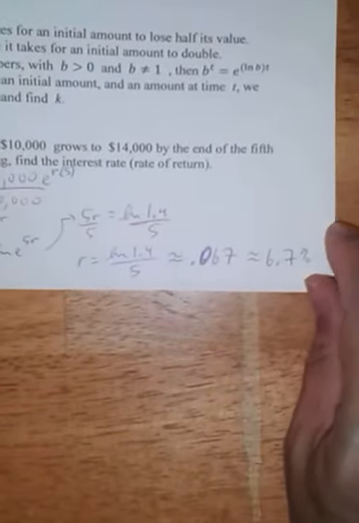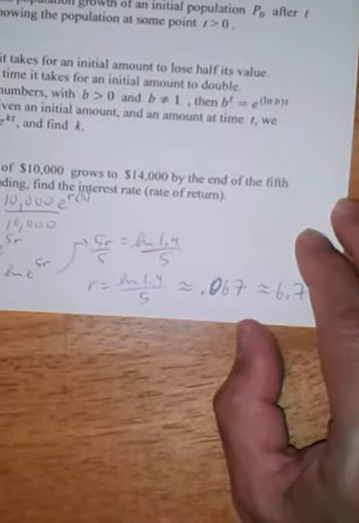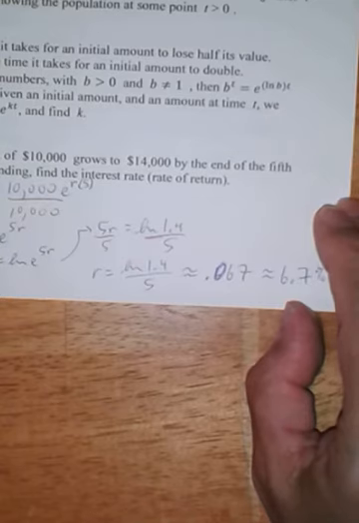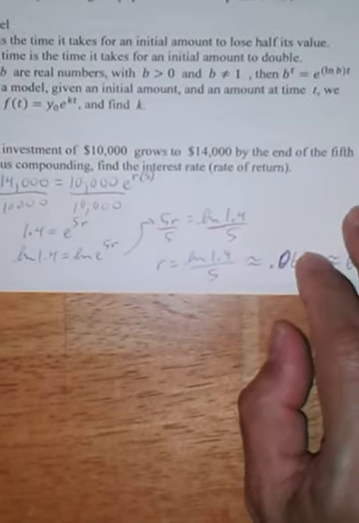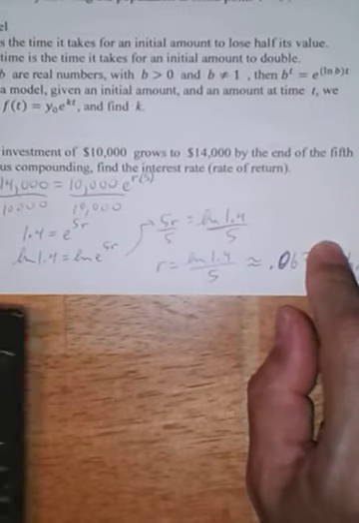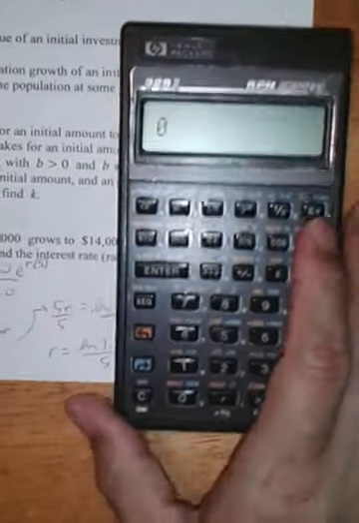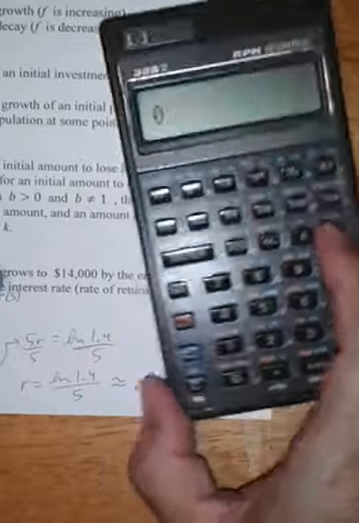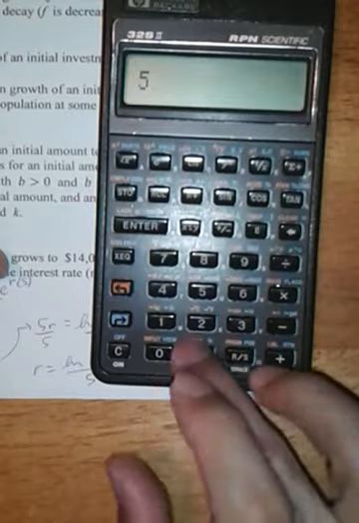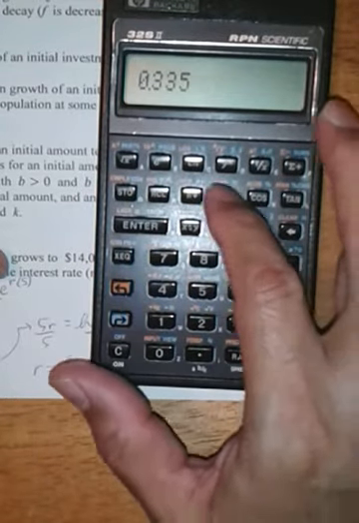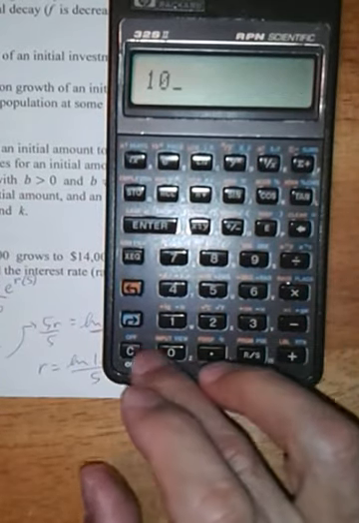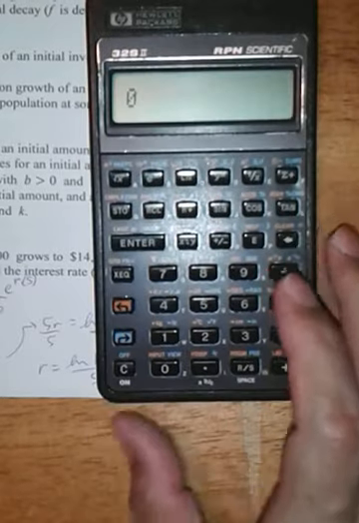All right, and we can test that by using the 0.067 in place of R to see if 10,000 times e to the 5 times 0.067 gives us 14,000. In fact, let's do that. So we have e to the 5 times 0.067. So I'm going to find 5 times 0.067. Do e to the that times 10,000. Oops, my mistake.